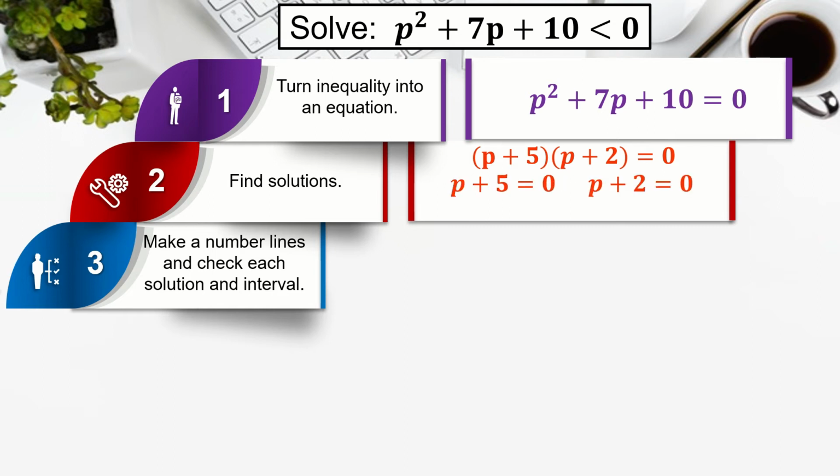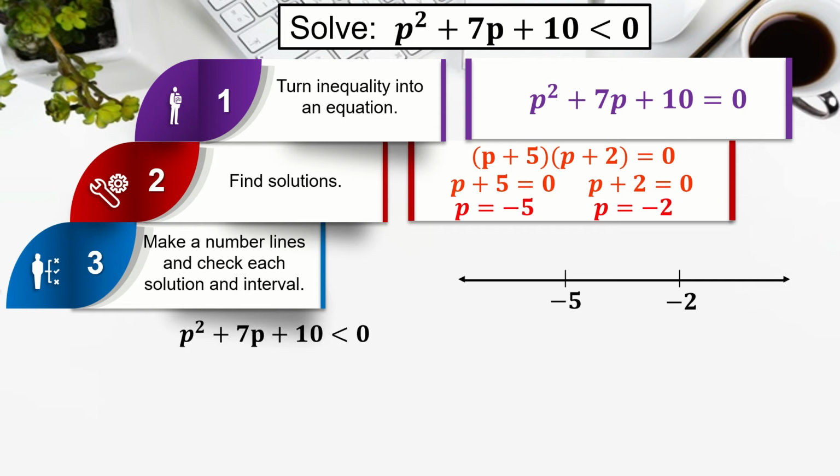Then equate to 0. So p plus 5 is equal to 0, p plus 2 is equal to 0. Find the value of p. We have p is equal to negative 5 and p is equal to negative 2. Let's make a number line here. So the boundaries are negative 5 and negative 2. Then we have the original equation.